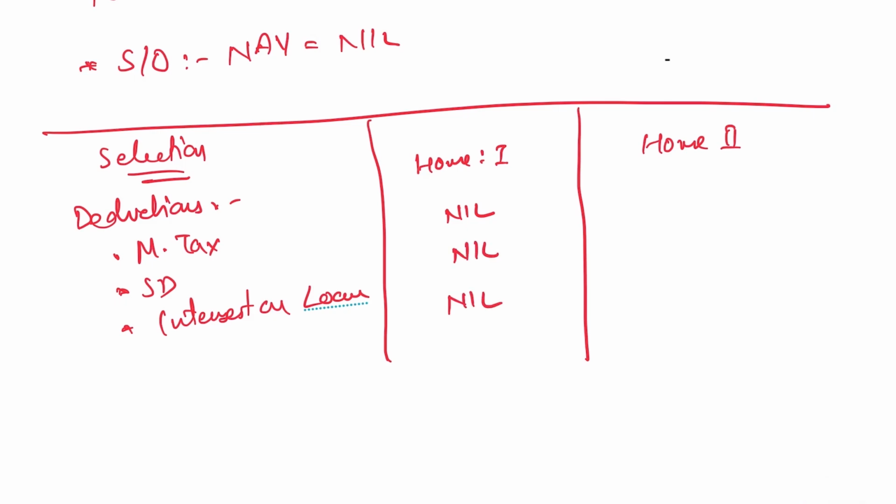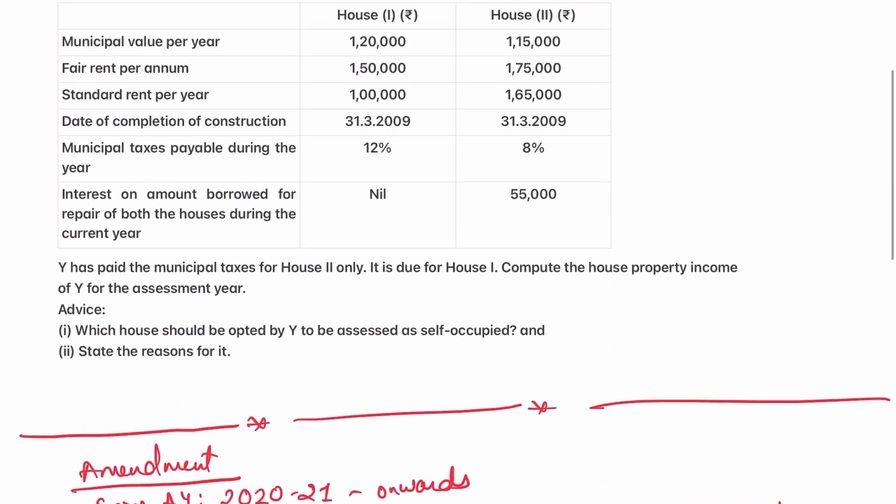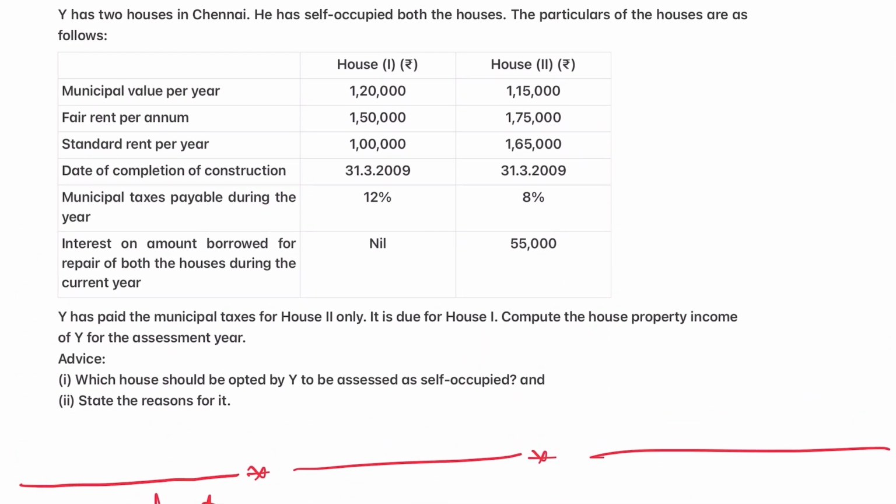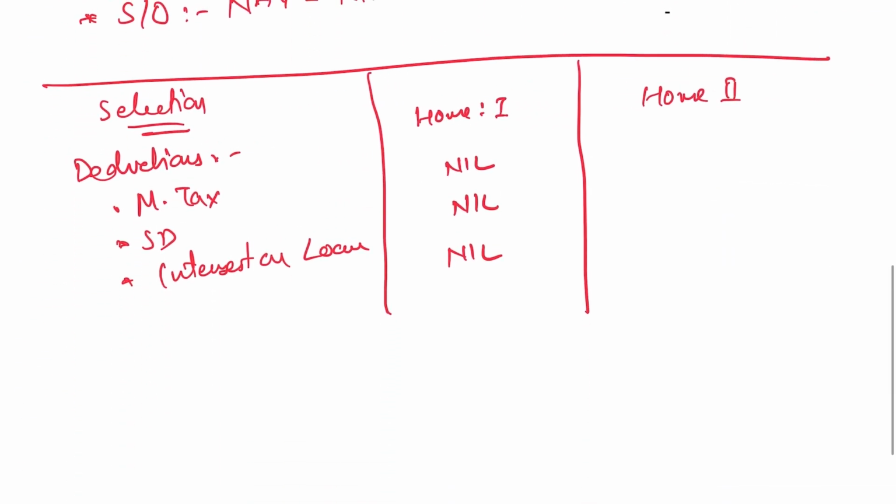But when we talk about house 2, we have municipal tax paid. So it is due for house 1, but it is paid for house 2. So 8% of municipal tax, that is 1,15,000, if you can see. So we have municipal tax in this case, and we have 55,000 as interest on borrowed capital. That means we have municipal tax and we have interest on borrowed capital.